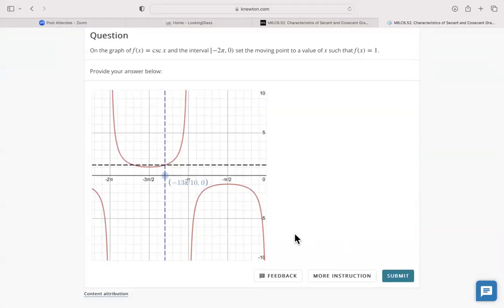Okay, so such that f of x equals 1, so where the y value is 1 there is at minus 3 pi over 2. Right there, yep.